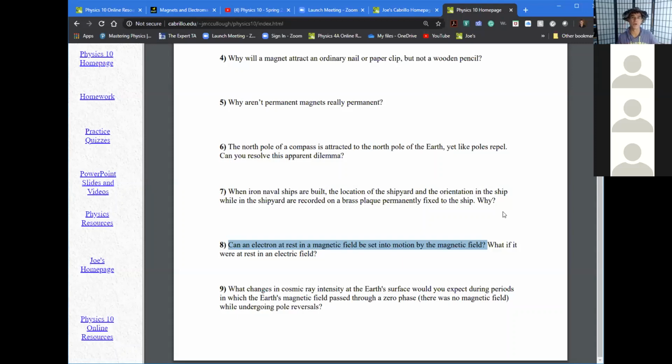Now, a charged particle will always feel a force in an electric field. So if it were at rest in an electric field, it will feel a force, which means it will accelerate, which means it will start moving if it's at rest. So part A, can an electron at rest in a magnetic field be set into motion by the magnetic field? No, it has to be moving. What if it were at rest in an electric field? Yes, a charged particle at rest will feel a force in an electric field, so it can be set into motion.